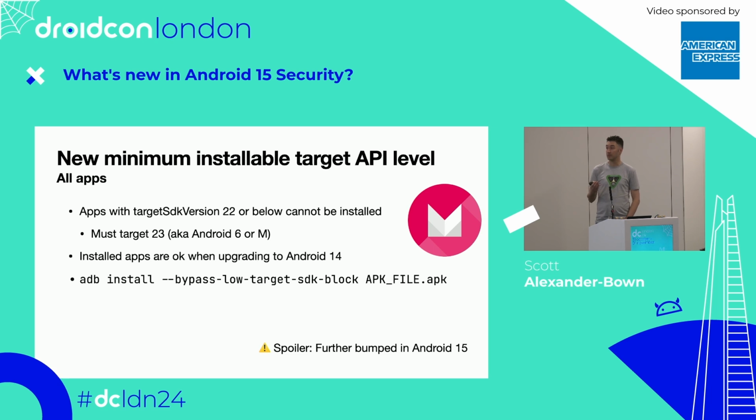We should note that if you're already installed and the device is upgraded to Android 14, you won't be uninstalled or anything, you'll still have those permissions. And for us developers who use ADB, we can bypass this restriction. But the core takeaway here is that you must target Android 6, when runtime permissions came in, otherwise you won't be installable on Android 14. So I think this is a nice improvement. And spoiler alert, this is further bumped in Android 15, and I'm sure we'll see this continue in that moving window of where you have to target to be installable.